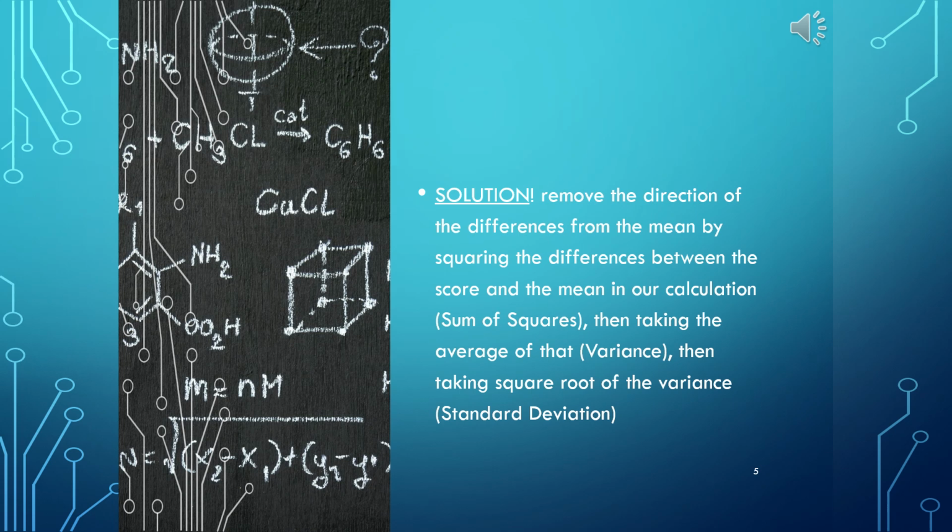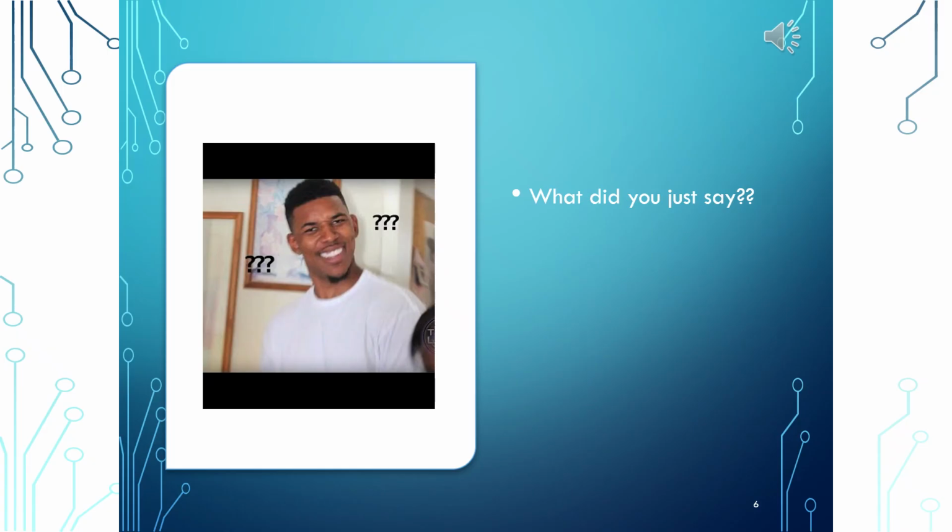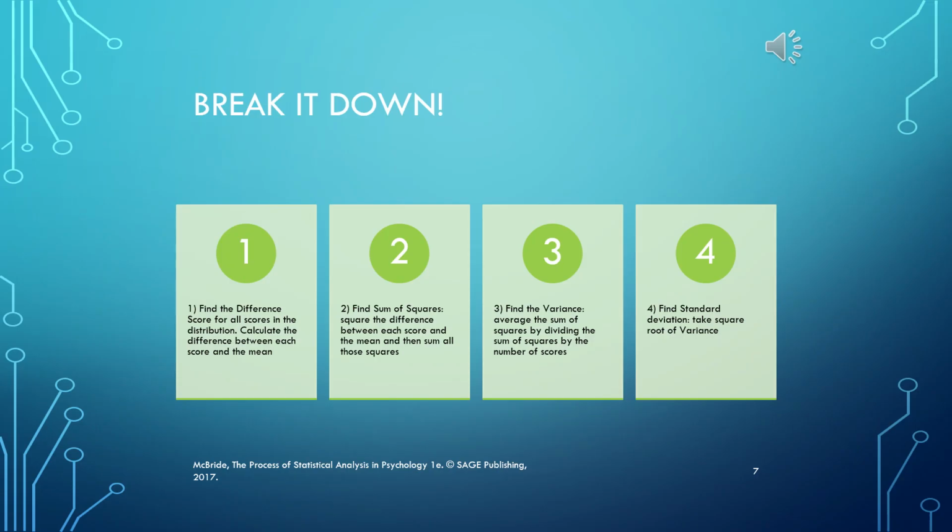And so let's actually walk through how we would calculate the standard deviation. If you read the last slide word for word, it's talking about sums of squares and variance and all this stuff, and yeah, very confusing stuff. So that's why we'll break it down and walk through it together. There's 4 basic steps. The first step is you're going to find the difference score for each score in the distribution. So you're going to just subtract the mean from every single score in a distribution.